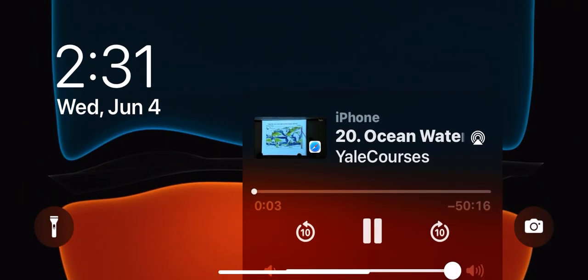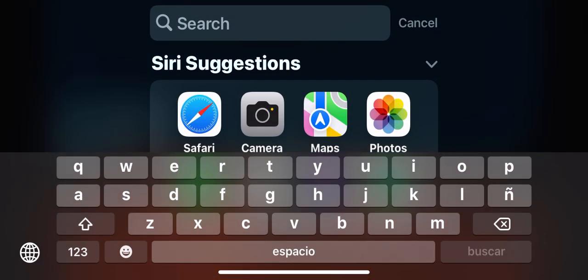So now we are into this new section of the course, oceanography.